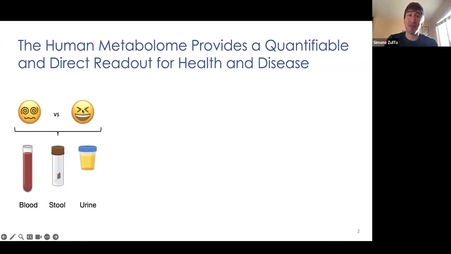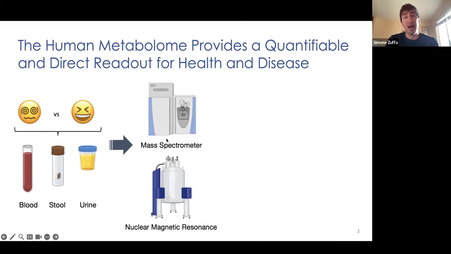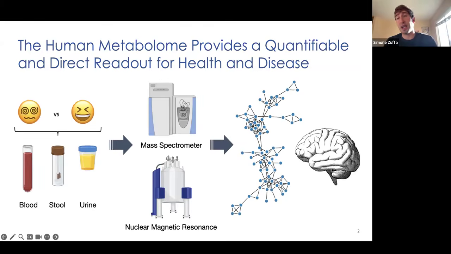You pick your favorite and most horrible diseases affecting the most innocent people. You collect all these kinds of biosamples like blood, stool, urine, and then you run them through your favorite instrument that can be either a mass spec or an NMR. And then you obtain a fingerprint of the molecules that are observed in these particular samples. And then you try to make sense of all the data that you have collected, and hopefully it will also make sense in the context of your health and disease question.